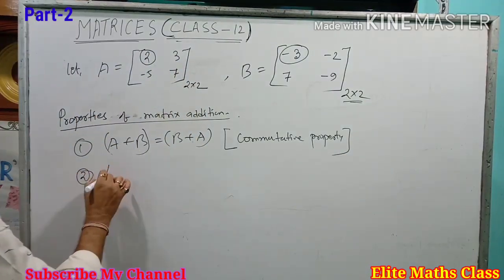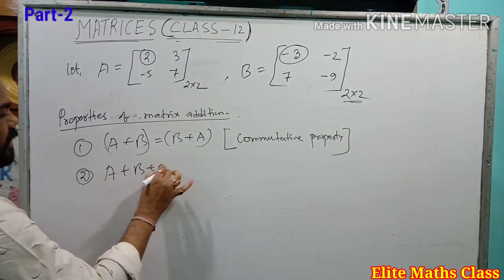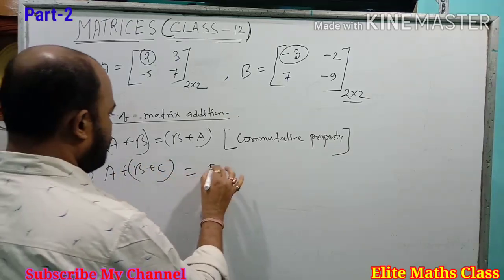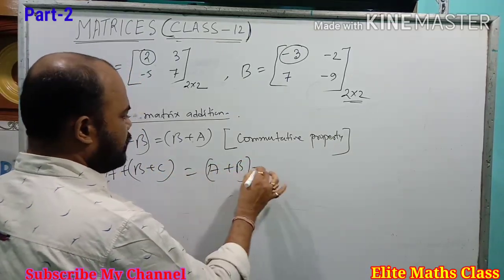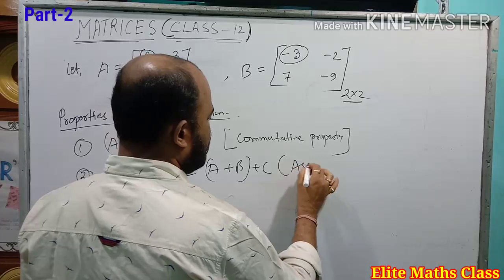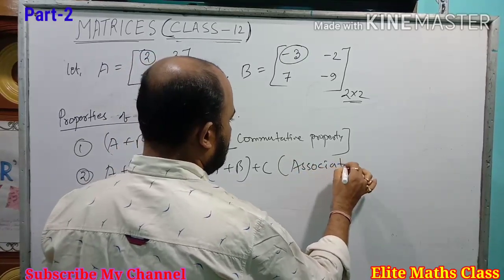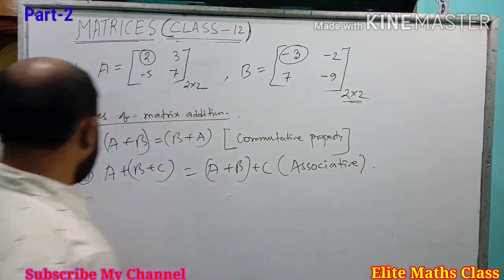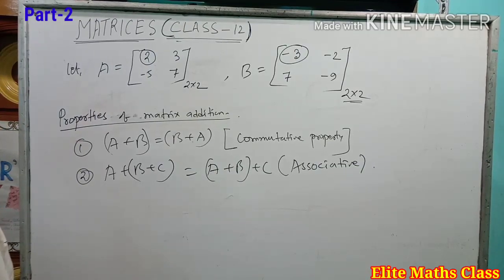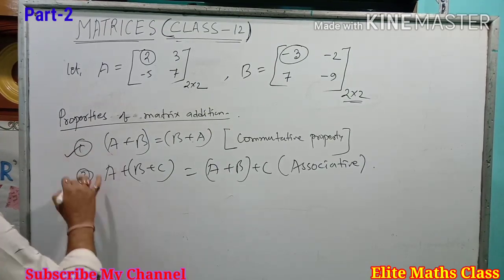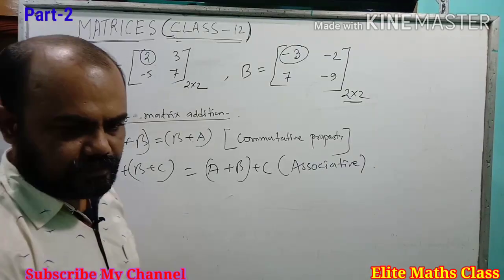The second property is A plus B plus C equal to A plus B plus C, with the grouping changed. This property is called associative property. These are the two properties of addition.